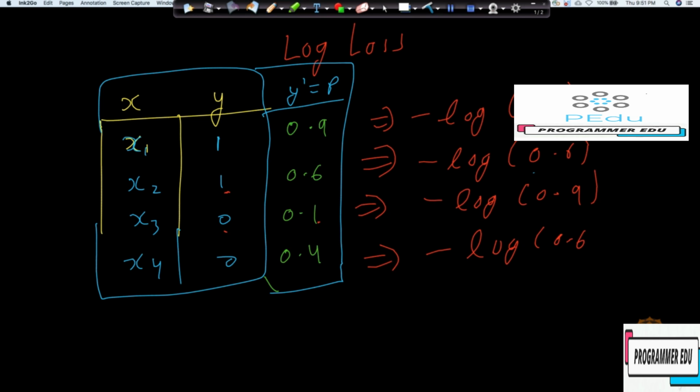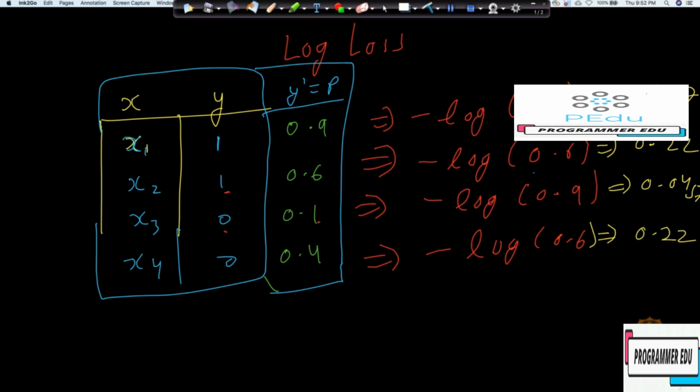If you compute all these values, minus log of 0.9 is going to be 0.0457, if I'm not wrong. This is going to be 0.22, and this is going to be 0.0457, and the last one again is going to be 0.22.